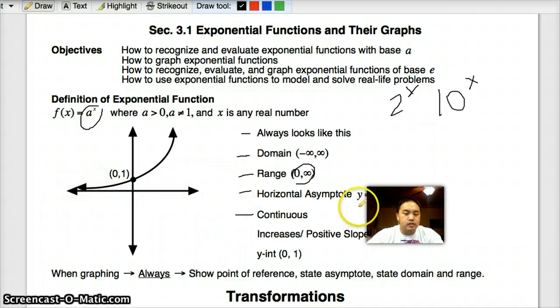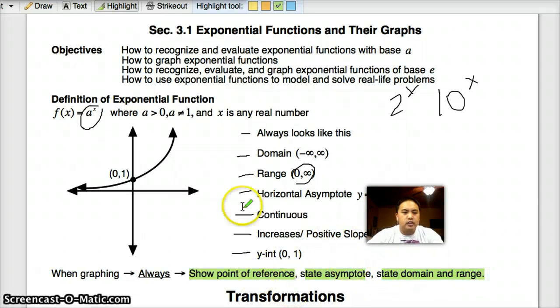It's continuous. That means there are no gaps, no holes. It increases, has a positive slope, and my y-intercept, which is also my point of reference, is (0, 1). There are a few things I want you guys to know. You need to always tell me where the point of reference is. I need to know where the new asymptote is going to be. And I also need to know the domain and range. So these 4 I expect for all your exponential functions.